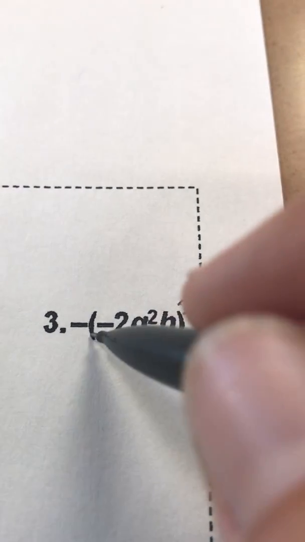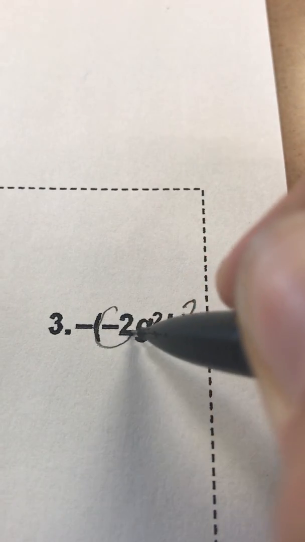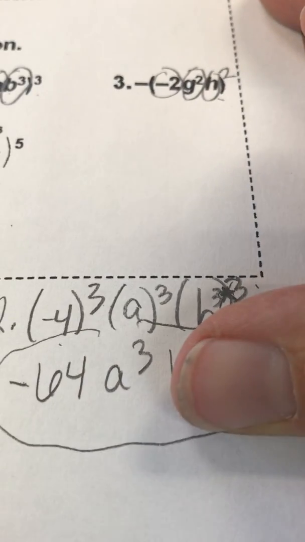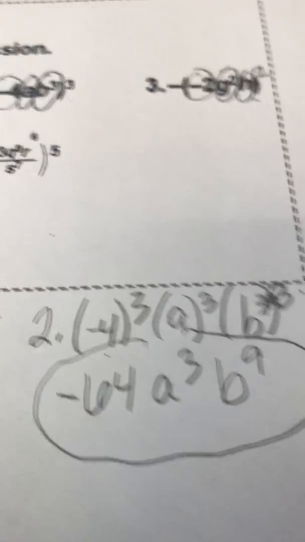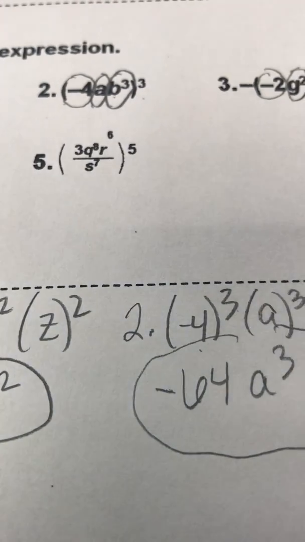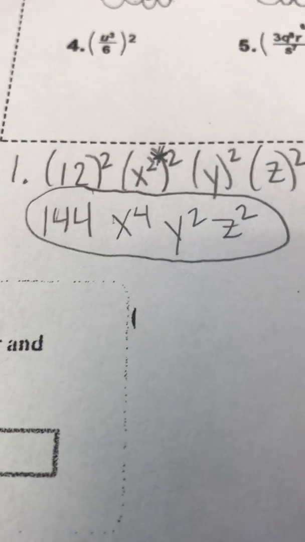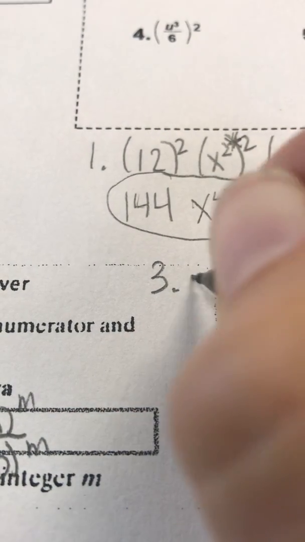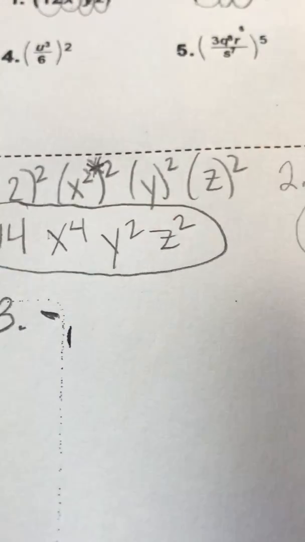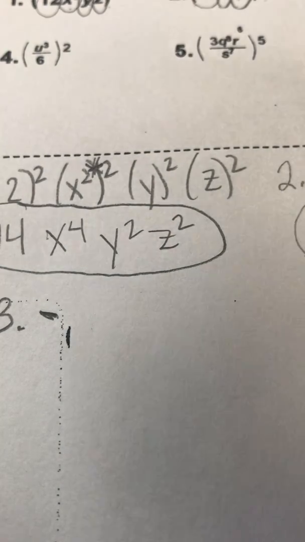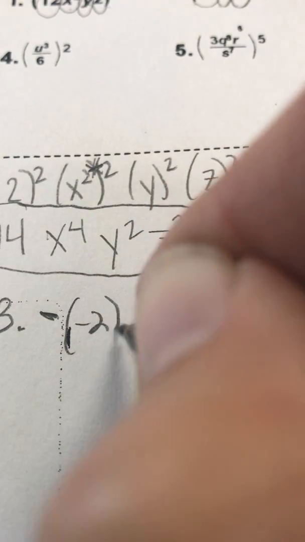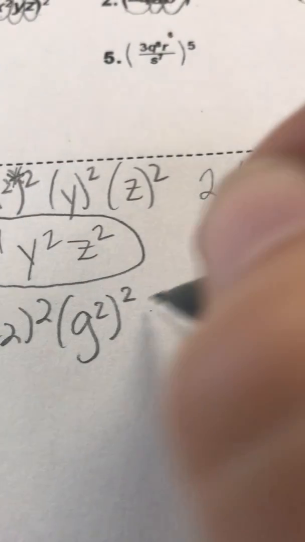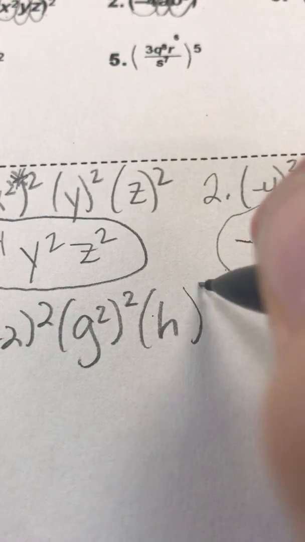All right, so we have 1, 2, 3 different factors here. We have a -2, we have a g to the second power, and we have an h. I'm going to keep on the outside of that my negative, just to keep that in mind. So on number 3, we're going to keep that negative on the outside. Then we have -2 raised to the second power. We have a g squared raised to the second power. And we have an h, which is raised to the second power.